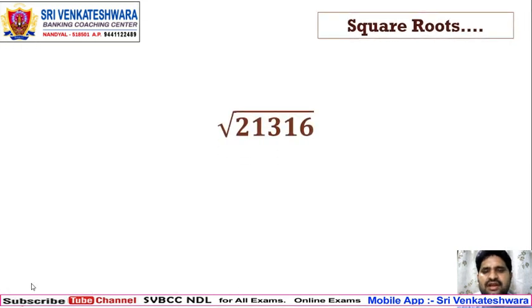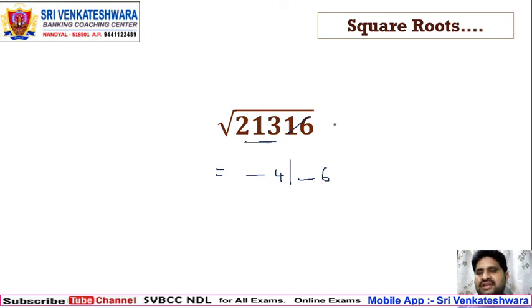Let's check the next one. Square root of 21316. Now 21316 means the unit digit is 6. 6 will come for what? 4 or 6. So I can cancel the last 2. Check the remaining number, 213. Actually, 14 square is 196 and 15 square is 225. If I take 15, it will be bigger. So I can take 14.